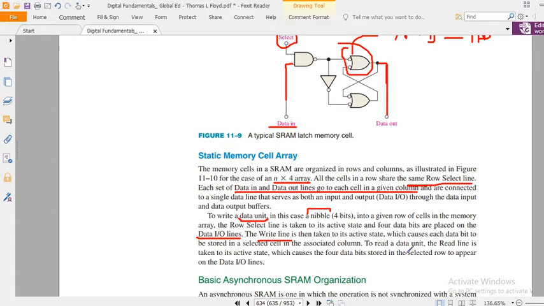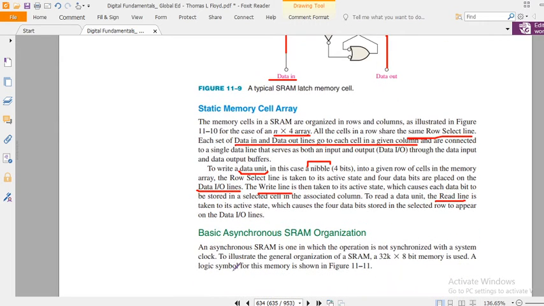To read a data unit, the read line is taken to its active state. So we have to take the read line to the active state when we are reading, and the write line when we are writing, which causes the 4 data bits stored in the selected row to appear on the data IO lines. Okay, so the same lines are used for input and output.